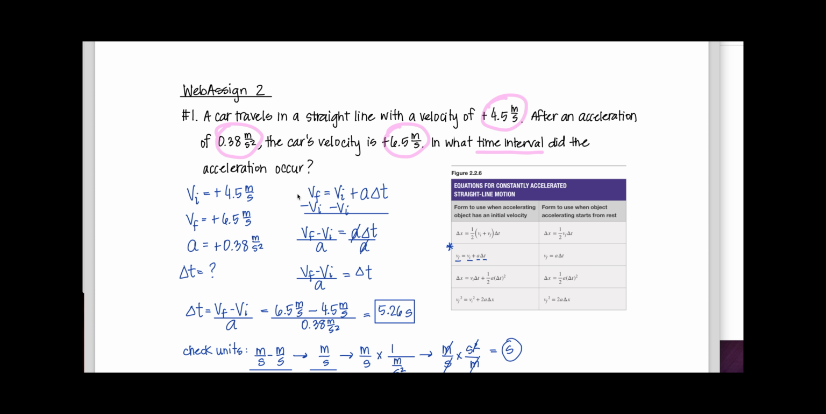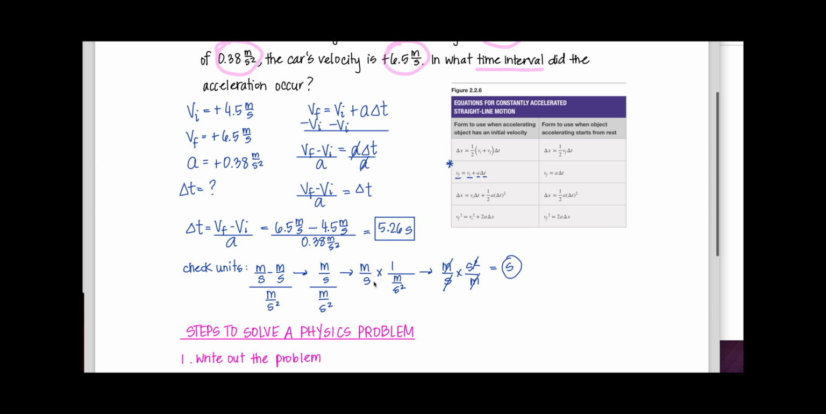Just doing some simple algebra, I'm going to isolate delta t. And then in order to solve and plug in actual values, just for myself, this makes it a lot easier. I'm going to rewrite this equation here with delta t on the left so that it's very clear that I am solving for delta t and plugging in other values. I highly suggest you do this as well.